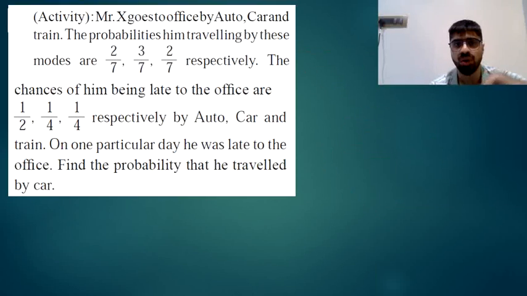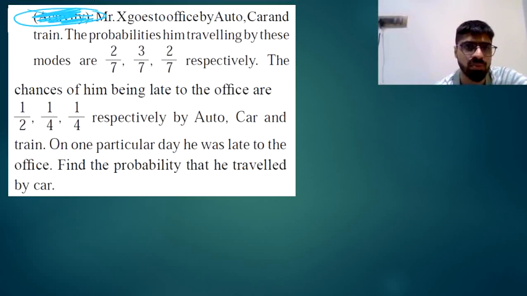Okay, let's move on with the next question. They have given this question in the textbook as activity. There's nothing like activity here. It's just a simple question based on the Bayes theorem that you need to solve. Mr. X goes to office by auto, car and train.